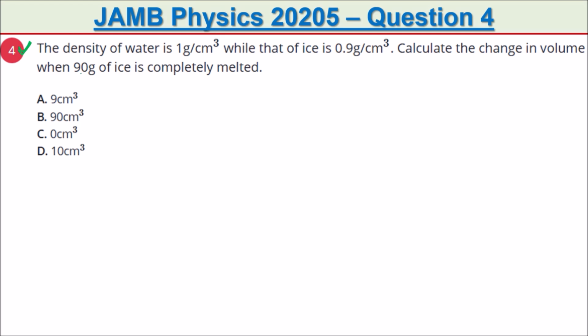The question reads, the density of water is 1 gram per cubic centimeter. When you hear them saying water, they are talking about the liquid. So liquid water is referred to as water in exams, while that of ice is 0.9 grams per cubic centimeter. Calculate the change in volume when 90 grams of ice completely melts.